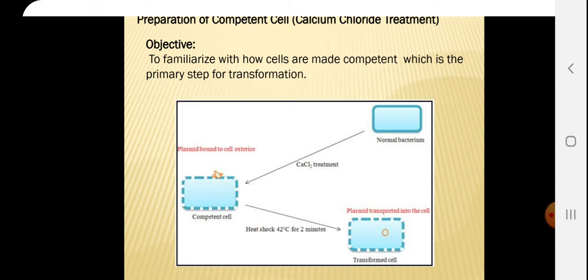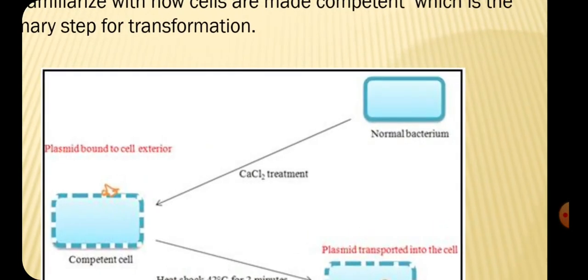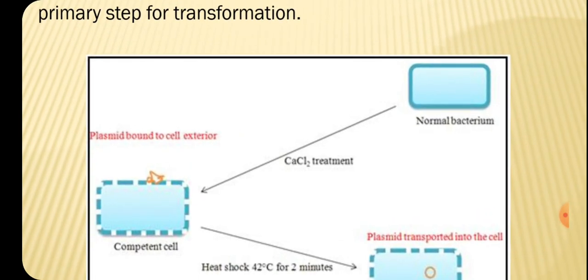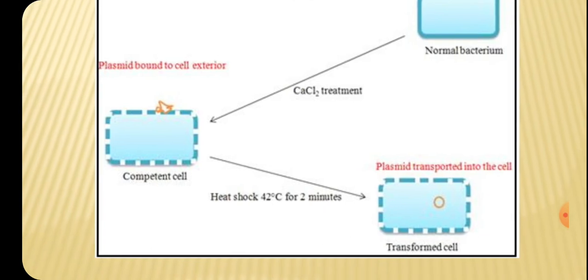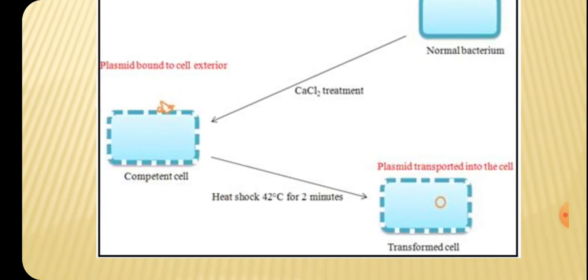The diagram here shows the normal bacterial cell, in the right hand corner. If you treat with ice cold calcium chloride solution, we expect a small hole on the bacterial cell membrane, and with the help of that pore, the plasmid, which is a foreign DNA, will intrude inside the cell. And that is also the reason you need to give a heat shock at 42 degrees centigrade for 1.5 to 2 minutes, which will open that hole so that the foreign DNA, the vector, can go inside the cell.